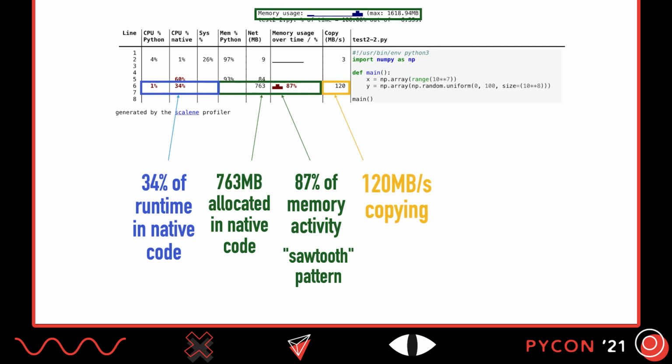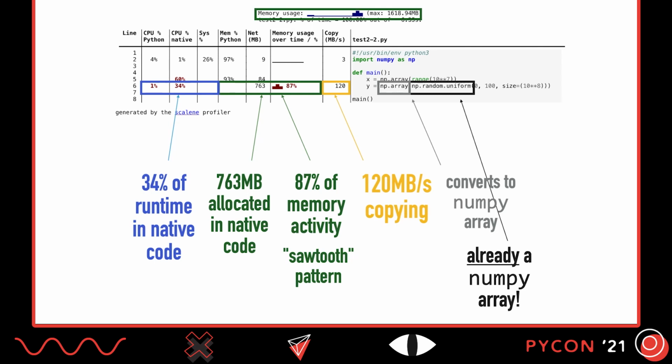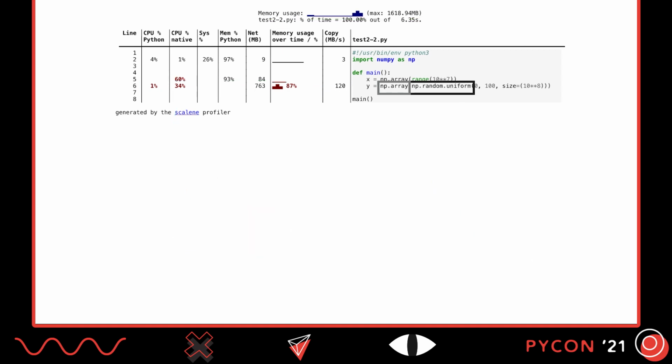The copy volume indicates that there's a ton of copying happening. So what's going on? If we look at this code, np.array is a NumPy library call that converts its argument into a NumPy array, which really means a native C or Fortran array. But in this case, the argument, which is the return value of np.random.uniform, is already a NumPy array. And unfortunately, by default, np.array makes a copy of its input. And in this case, that copy is entirely unnecessary.